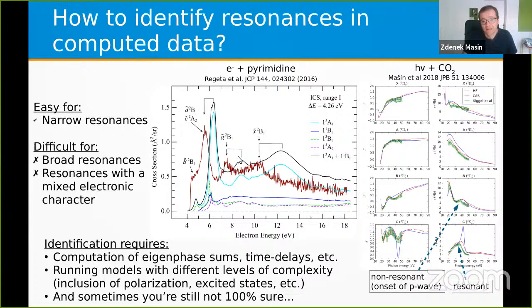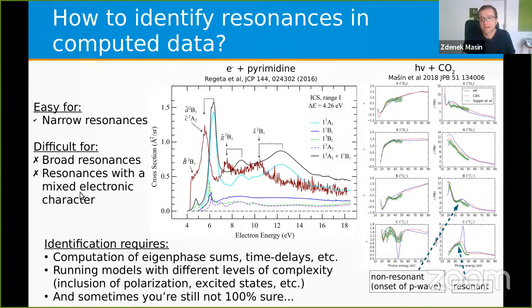To do that, it's actually really difficult because you have to compute a lot of different data. You have to look at different observables like time delays, of course, eigenphase sums. You have to run models with different levels of complexity, et cetera. And sometimes you're still not sure. So characterization of resonances is difficult when the resonances are very broad, such as in the case of formic acid, or if the resonances have some mixed electronic character.